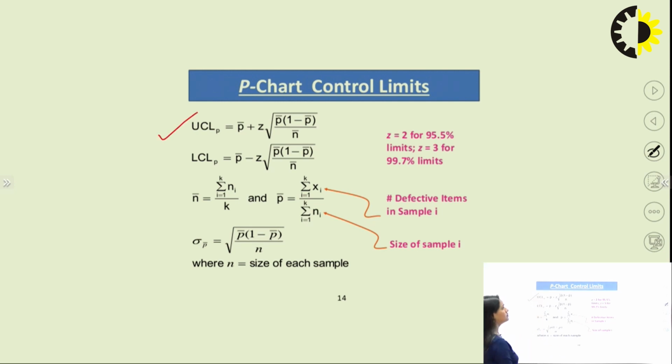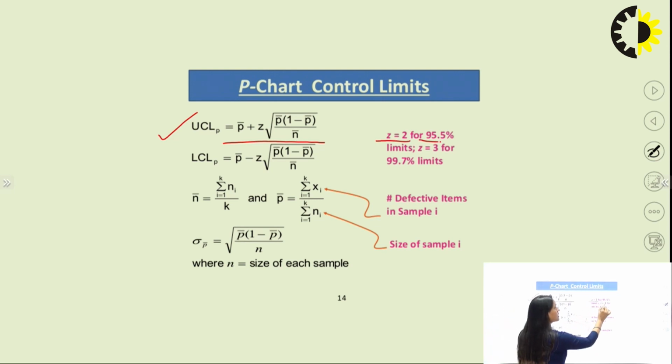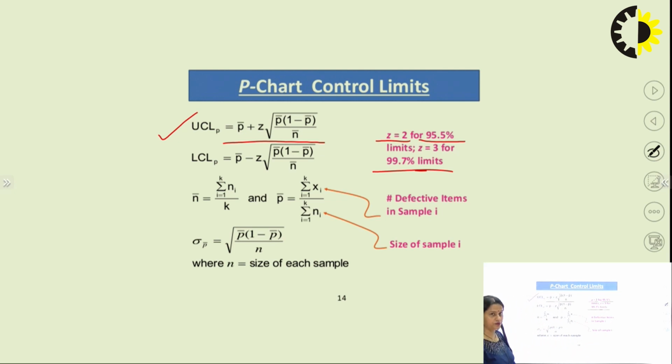Here the upper control limit is P bar plus Z times under root P bar into 1 minus P bar upon N. Now the question arises, what is Z here? When we are looking for quality control with Z equal to 2, it means we are taking the level of significance of 95.5%, and when we take the level of significance 99.7%, then we take Z equal to 3. Similarly, the lower control limit will be P bar minus Z times under root P bar into 1 minus P bar upon N.